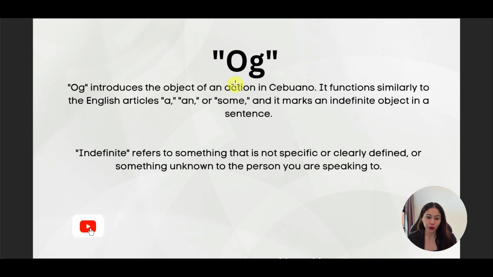So the first, og, introduces the object of an action in Cebuano. It functions similarly to the English articles a, and, or some, and it marks an indefinite object in a sentence. Indefinite object, guys, refers to something that is not specific or clearly defined, or something unknown to the person you are speaking to.